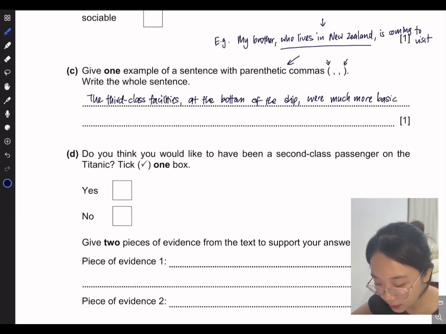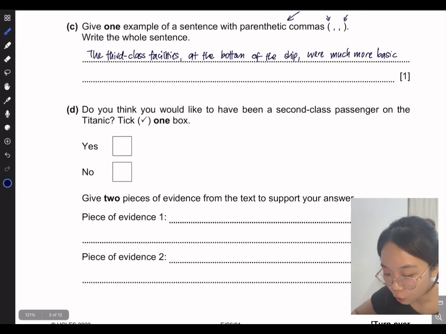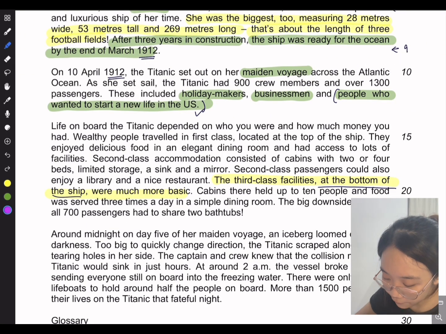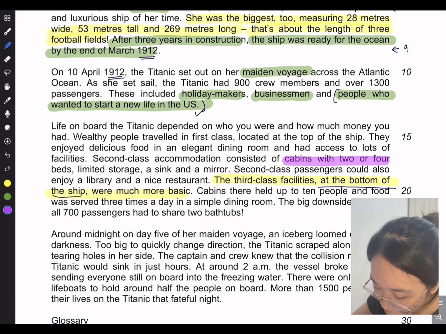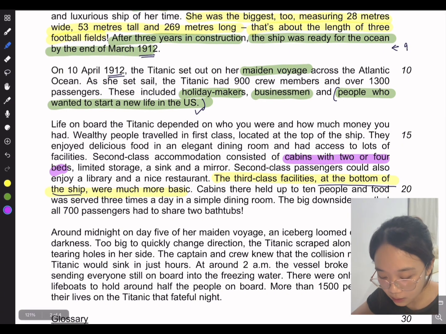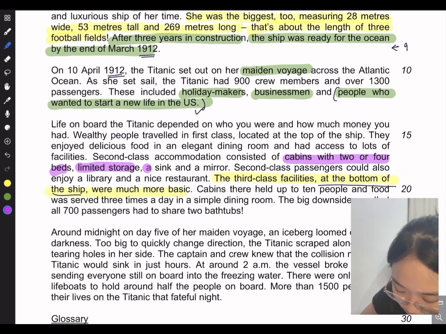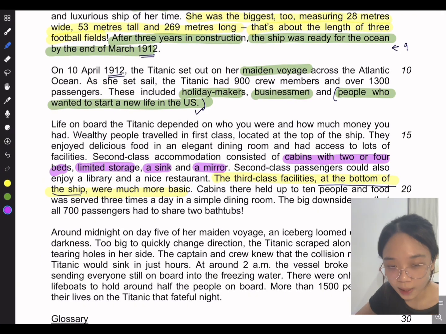Next question is, do you think you would like to have been a second class passenger on the Titanic? Take one box. You can take any box, okay, providing that you provide them with two pieces of evidence from the text to support your answer. So let's say, for example, you're gonna take yes. Evidences like, for example, cabins with 2 or 4 beds, that can be one evidence. They had some storage, that can be another evidence. They had a sink, or they had a mirror. These are examples of evidences you can actually write. You don't have to write all 4, okay, you just have to mention 2.